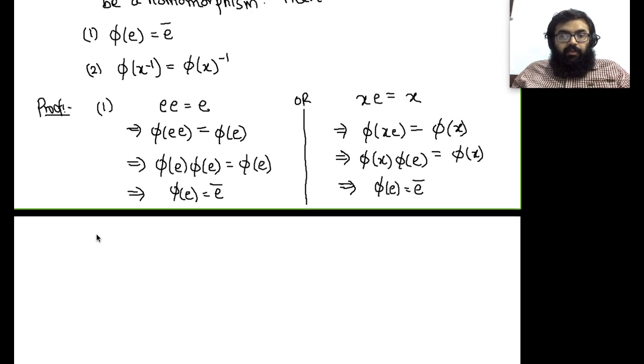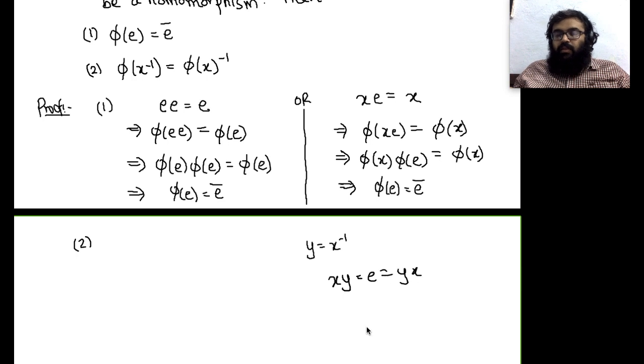And what about the second one? Whenever we want to show that y equals x inverse, how do we show it? Y is called the inverse of x if x times y is the identity, equal to y times x. If you show this, then y equals x inverse. This is how we write it. So to show phi of x inverse is the inverse of phi of x, we multiply these two and we should get the identity.